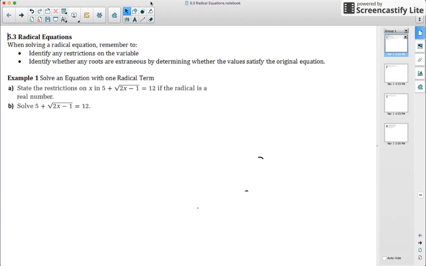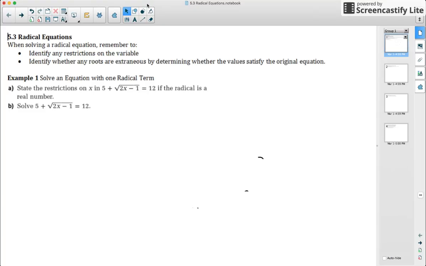Tonight we are tackling 5.3 radical equations. Things we need to know are that we always have to identify any restrictions on the variable, and we need to determine whether any roots are extraneous by checking to see whether the values satisfy the original equation. We're going to walk through solving these radical equations.